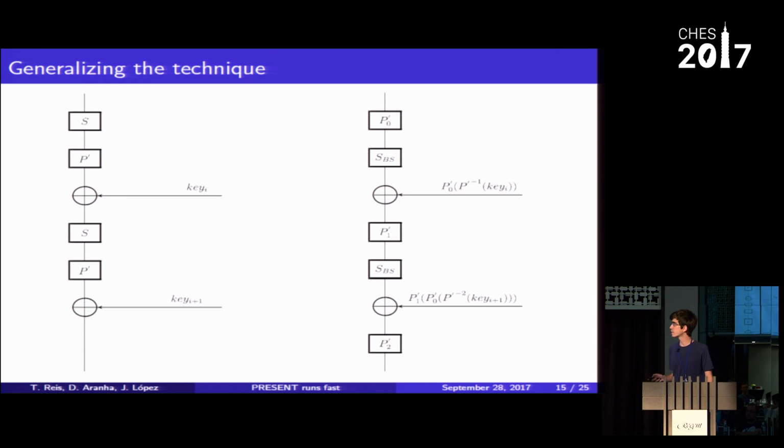So here is the scheme for the generalized technique. If we have a substitution permutation network that works like this, the S-box is applied over all the state, and then a permutation, a general permutation P prime, and then you sum the round key and repeat this for many rounds. You can use different permutations, P0 prime, P1 prime, and P2 prime, to decompose this permutation in order to compute the S-boxes in a more efficient form.